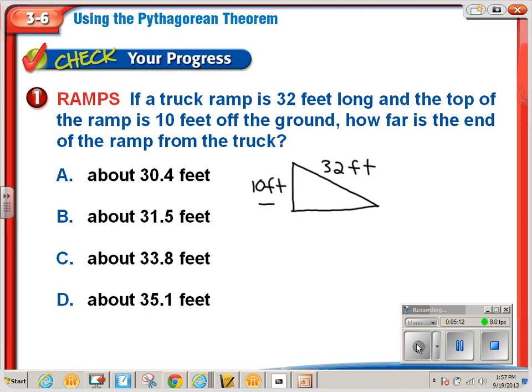So you imagine here's the truck. Nice picture, right? How far is the ramp from the truck? So this is the bottom of the ramp and then this truck. So basically we're trying to find out B. I like to use B for base. I like to use A for height.